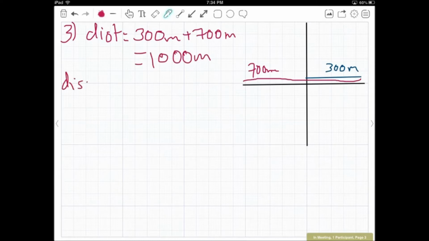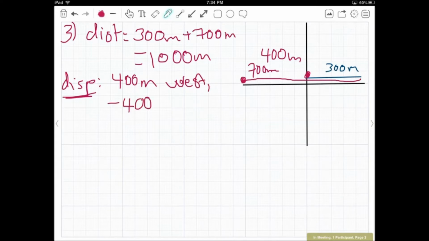Then it asks for displacement. Displacement does have a direction. It's a vector. So I do care that he walked east then west. To find displacement, I look at where I started, which is right here, and where I finished, which is right here. You should be able to figure out that the difference here is 400 meters. So you could write this two ways. You could say 400 meters west, or you could say negative 400 meters, because it's going to the left on your graph, into the negative x values.